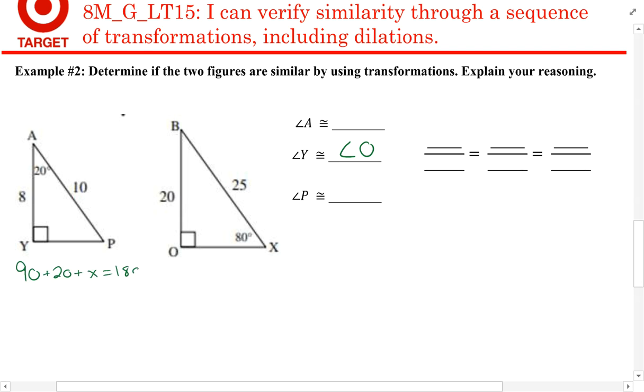I know that that should all equal 180 degrees. So if I have 90 plus 20, that gives me 110 plus x equals 180. Subtract 110, x equals 70 degrees. So angle P is actually going to be 70 degrees.